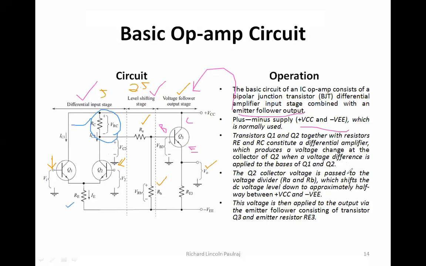The Q2 collector voltage is passed to the voltage divider, which we saw, RA and RB, which shifts the DC voltage level down to approximately half. Approximately half, which means 5 might even come down to 2.6 or probably 2.4. So it is going to about half, or reduce the input voltage by 2. This voltage is then applied to the output via the emitter follower, consisting of transistor Q3 and emitter resistor RE3.